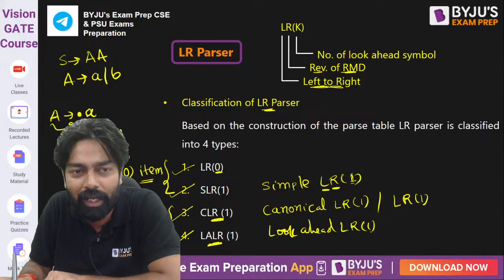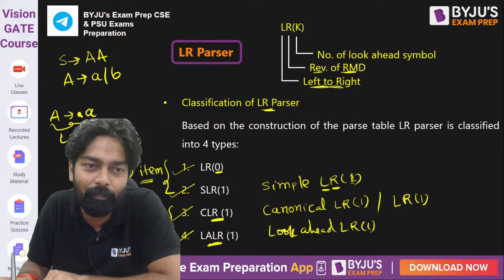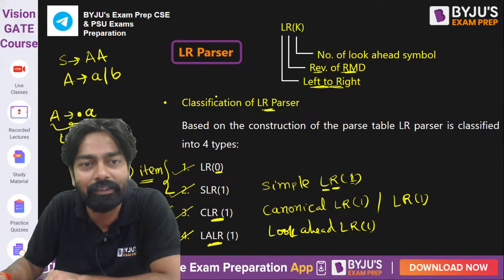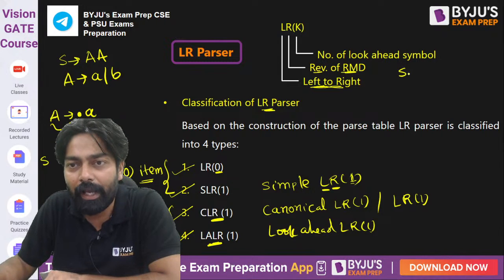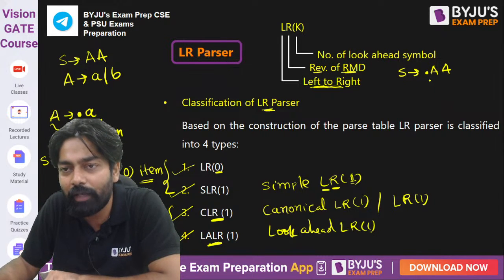A goes to dot A. It is an LR0 item. The meaning of the dot is here, my dear friend: you have not read input A till now. See clearly, if I write S goes to dot A, it is nothing but an LR0 item, and till now I have not read any input here.